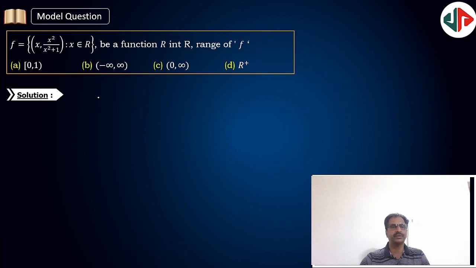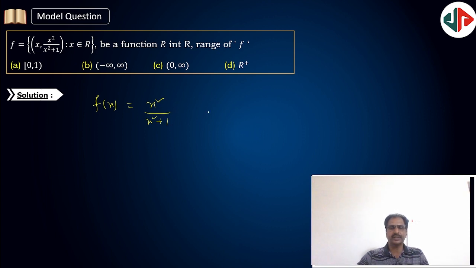Next, f is equal to the set of x such that x comma x square by x square plus 1, such that x belongs to R, be a function R into R. Then what is the range of f? What is the function given? X square by x square plus 1. But find the range of this function.